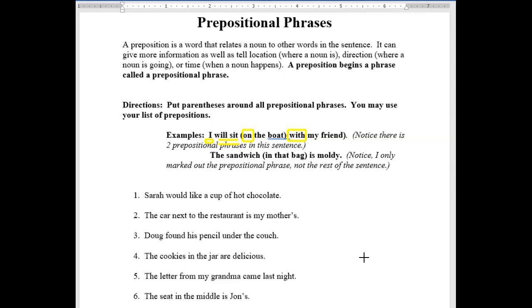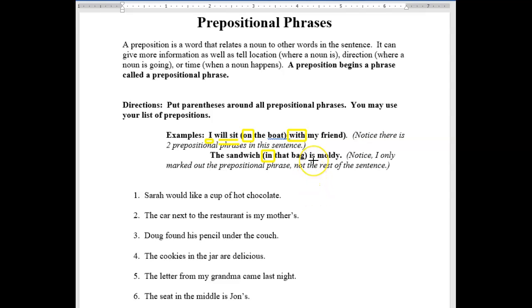So look at the next example that I have here for you. It says, the sandwich in that bag is moldy. Notice I only marked out the prepositional phrase, not the rest of the sentence. So, what is my preposition? In. All that said in is correct. So, in that bag would be my prepositional phrase.